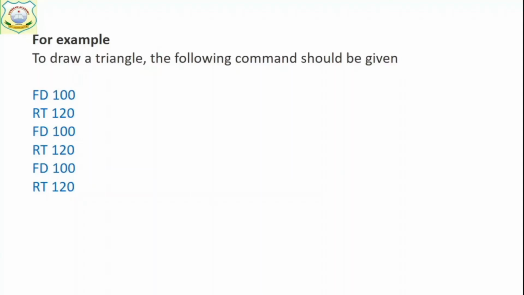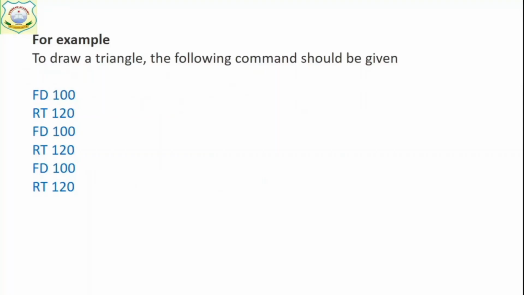120, how did it come? 360 divided by 3. Okay, again, which command are we repeating? FD100, RT120. How many times? 3 times.